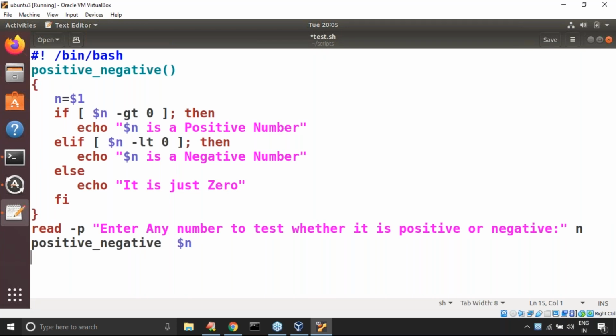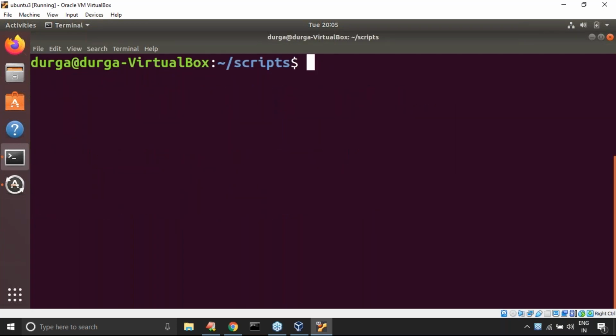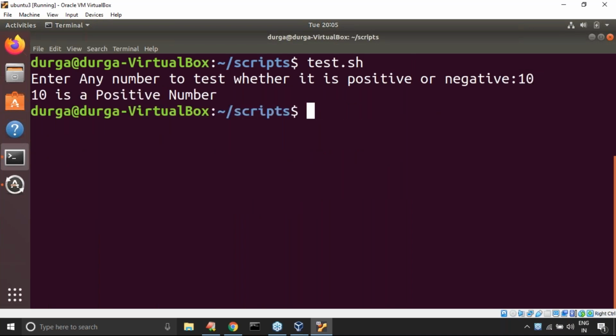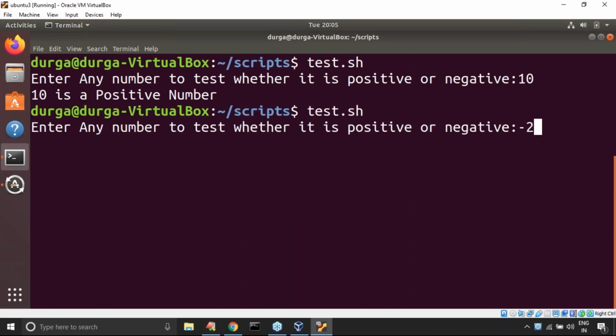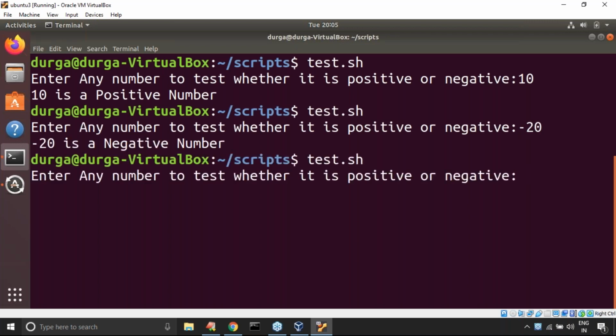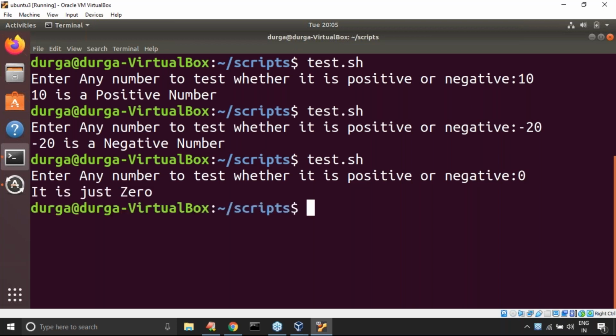Okay, now let me execute this code, sir. Enter any number. Okay, 10 I'm taking, 10 is a positive number. Now I'm taking minus 20, minus 20 is a negative number. Now I'm just taking 0, sir. Now it is just a 0.